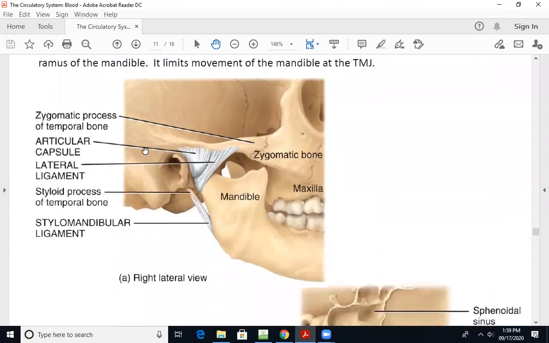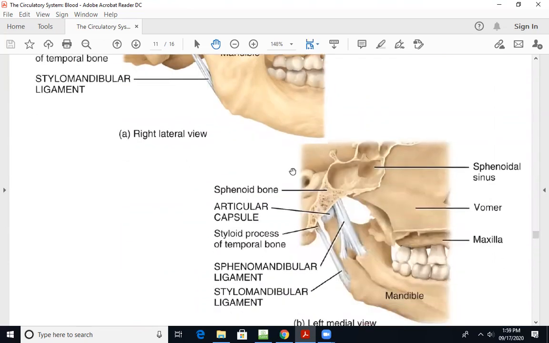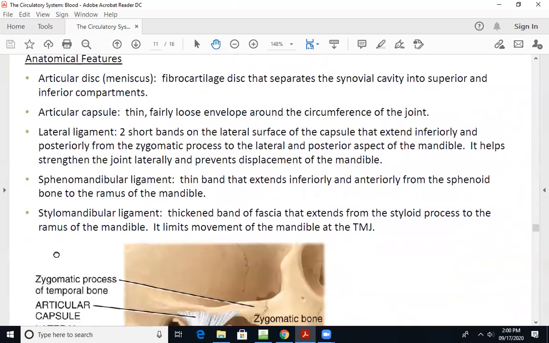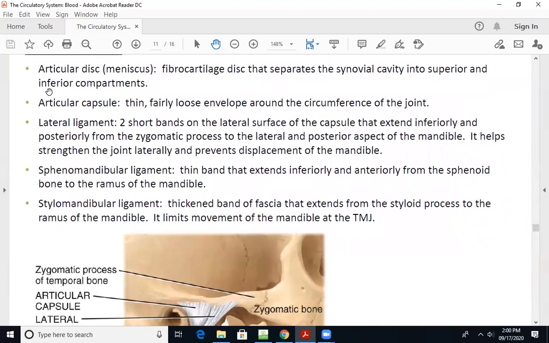Down here at the bottom, we have two pictures, a lateral view, so looking at this side of the skull, and then a medial view. This would be like the inside of the mouth, and there's the teeth. This would be the inside of your jaw. So we can see some of these more internal ligaments. What we won't be able to see in either of those pictures is an articular disc or meniscus, which is a fibrocartilage disc separating the synovial cavity into superior and inferior compartments.